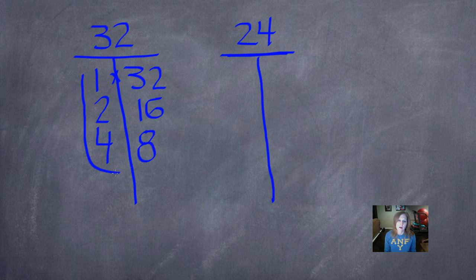And we're listing out our factors. Remember, we list them out in a horseshoe. Hopefully that is a quick reminder of how to do that.